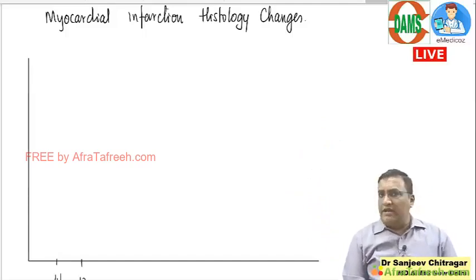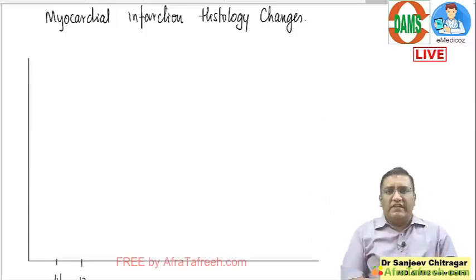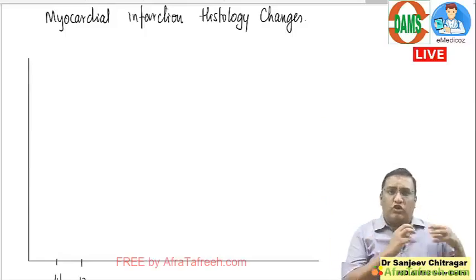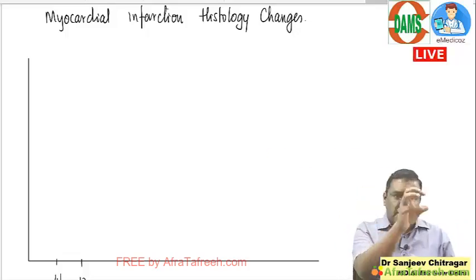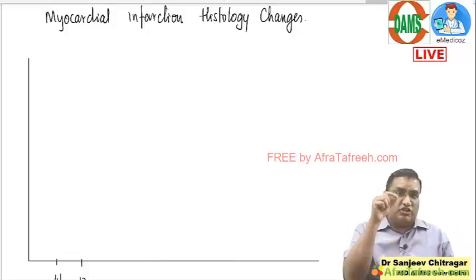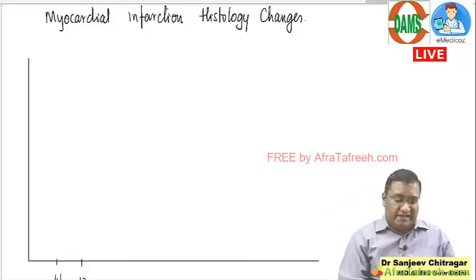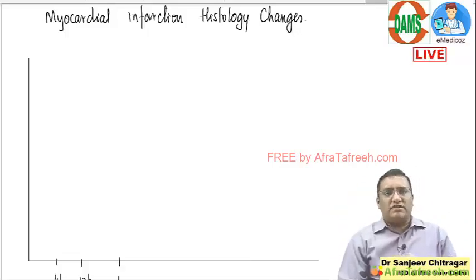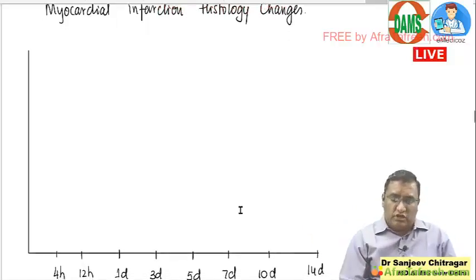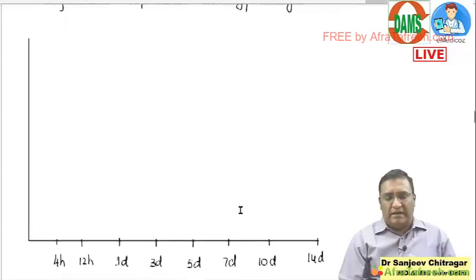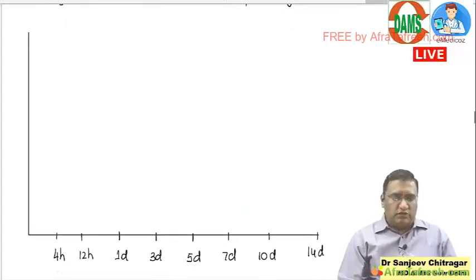So usually clinical vignettes will come like this: they will give you a patient who died for some reason. At autopsy, the image of the heart shows some area, and that suspicious area is taken and shows the following features. What is the likely diagnosis? So I'm writing 4 hours, 12 hours, 1 day, 3, 5, 7, 10, 14 days. The 4 and 12 are hours, and the rest of them are days. So this is my graph.